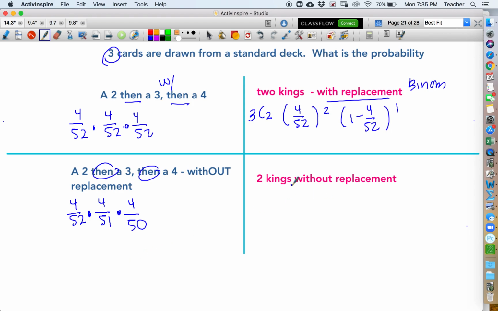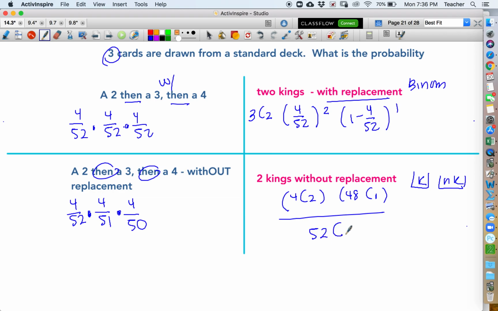2 kings without replacement. So you're going to have a pile of king, a pile of non-king. Out of this pile of 4 kings, you're going to pick 2. Out of the 48 non-king, you're going to pick 1, since 3 cards are picked. And you're telling your audience that out of the pile of 52, you'll be picking 3.